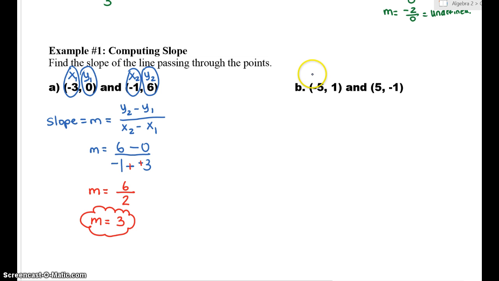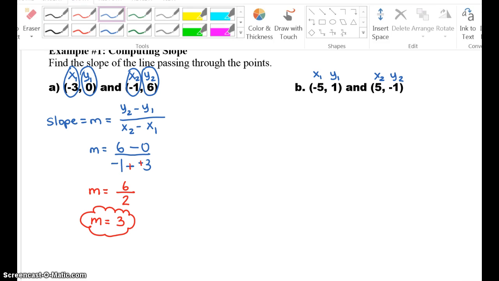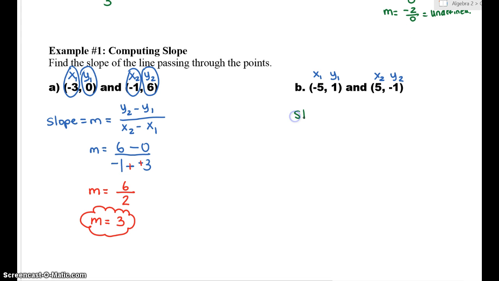Same concept. We have x1, y1, x2, y2, okay? And once again, we're finding slopes, so I'm going to do what I used to do all throughout high school. Slope equals m, which equals y2 minus y1 over x2 minus x1. It's the change in the y over the change in the x. So m, the slope, equals, and we're going to go ahead and list them. y2 is negative 1 minus 1. x2 is 5 minus negative 5.